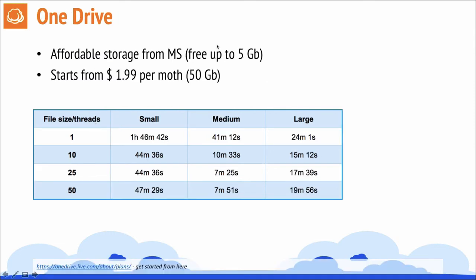multi-part upload. So OneDrive from Microsoft, again, is quite affordable storage from Microsoft, 3 up to 5 gigs. And if you want to get more, we can pay $1.99 per month, and that's going to give us 50 gigs. But you can actually get all the plans right here on that link. And again, compared to Google Drive and Amazon Cloud Drive, we see that large files are better to use here. And we need to use them with certain threads, not just one thread. So we need to consider changing threads to 10 or 25.